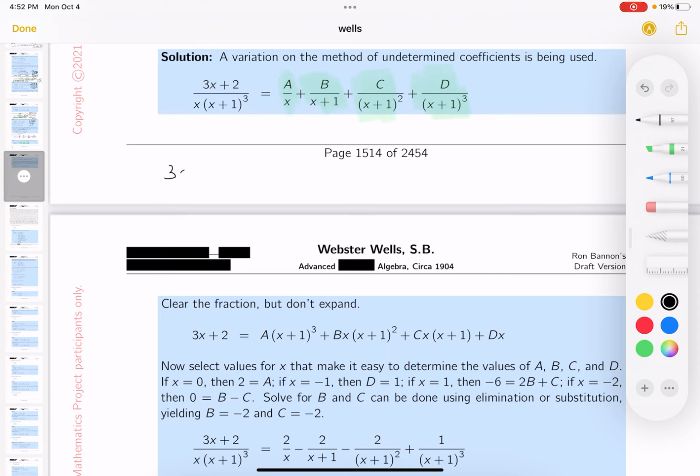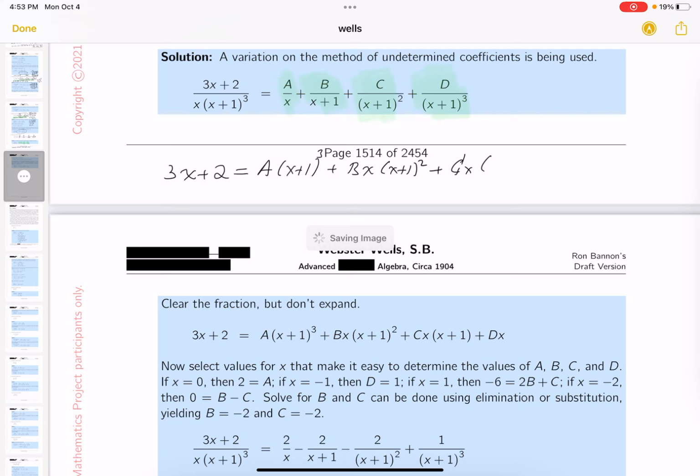You get 3x plus 2. Wow, this is going to be tough. A, x plus 3 cubed. I'm sorry, I misspoke there. x plus 1 cubed. We'll check, don't worry. Plus bx, x plus 1 squared, plus cx, x plus 1, plus dx.